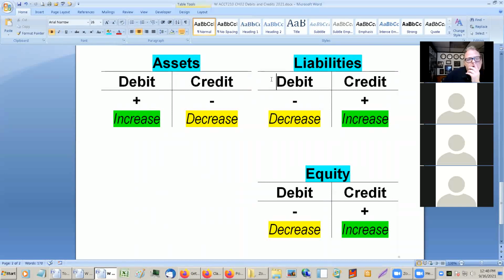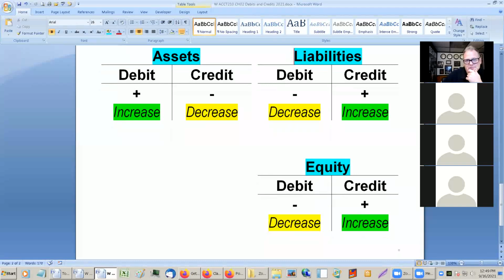So if it's going down, then it's a credit? Yep. If it's increasing, it's a debit? For assets, yeah. But now here's the thing. If it's a liability, it's just the opposite. It goes down with a debit. Right, because you owe somebody money, so it's going to decrease the debt. That means you're paying them off. Credit means it increases.